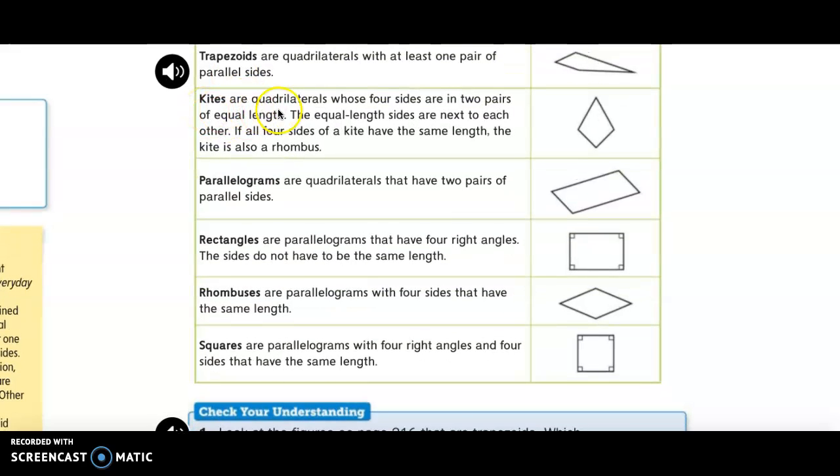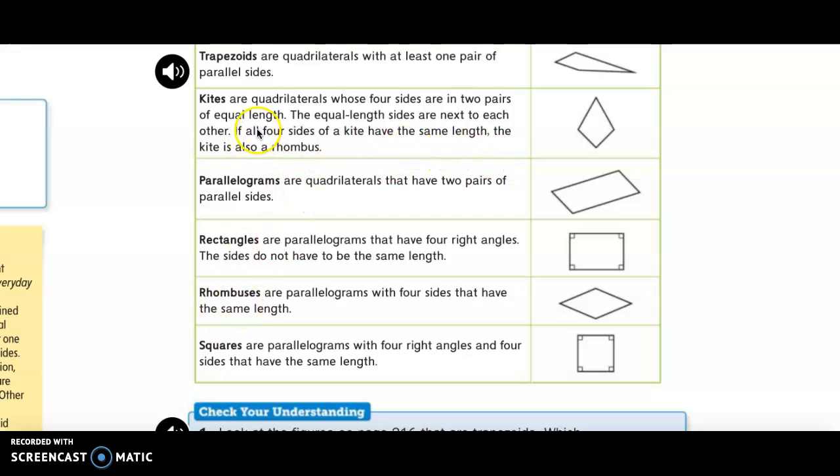Kites. Kites are quadrilaterals whose 4 sides are in 2 pairs of equal lengths. The equal length sides are next to each other. If all 4 sides of a kite have the same length, the kite is also a rhombus.